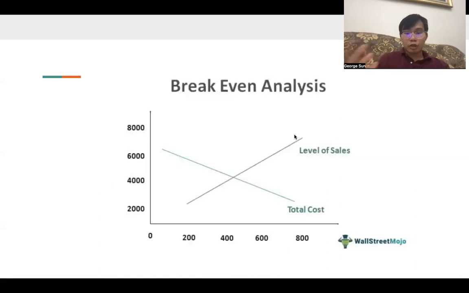And this is in a simpler graph. As we can see here, it's probably 500 and 5,000 is the break-even point because the total cost and the level of sales intersect with each other. And that's the most efficient point of production. When we produce more, the cost goes down, but we can't sell as much. That connects to the supply and demand graph. And the break-even point is the most efficient.